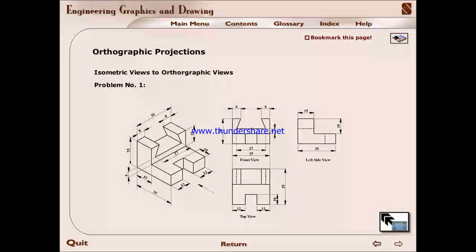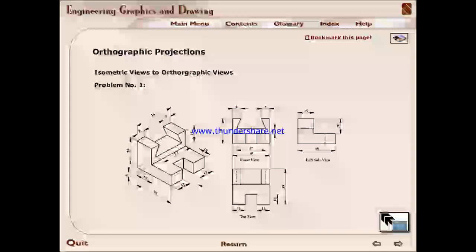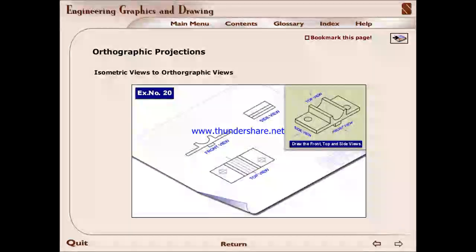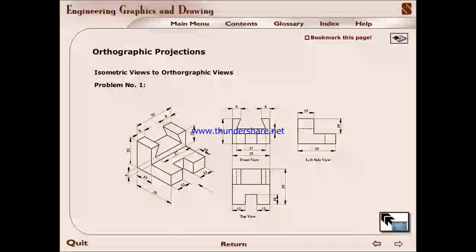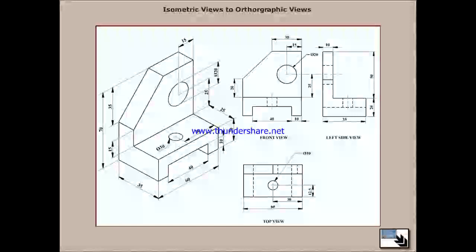Next, isometric views to orthographic problem number 1. It's like this. Problem and solution is given. Front view, side view, top view. Now next one, problem number 2. The given figure, front view, left side view, top view.